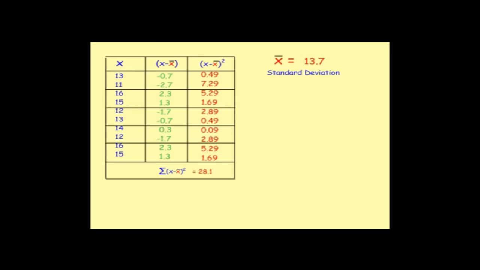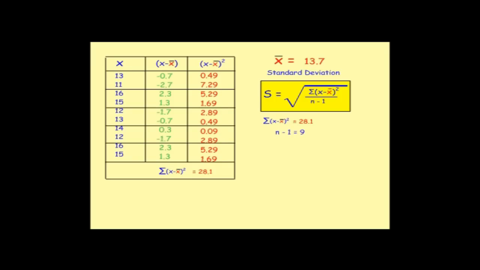The formula for the standard deviation is S is equal to the square root of the sum of the x minus x bar squared, the last column we've just worked out, divided by n minus 1. The sum of the x minus x bar squared was 28.1. N is 10, so we take 1 away from this to get n minus 1 is equal to 9.